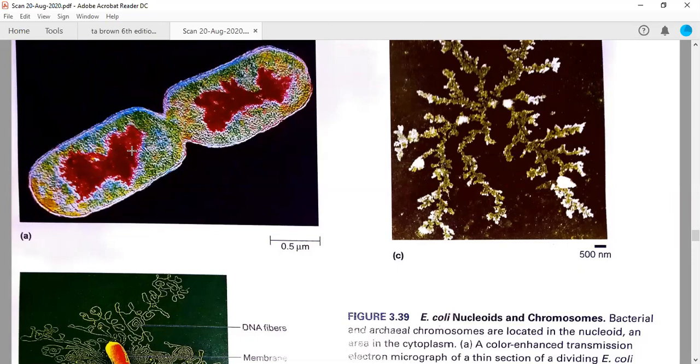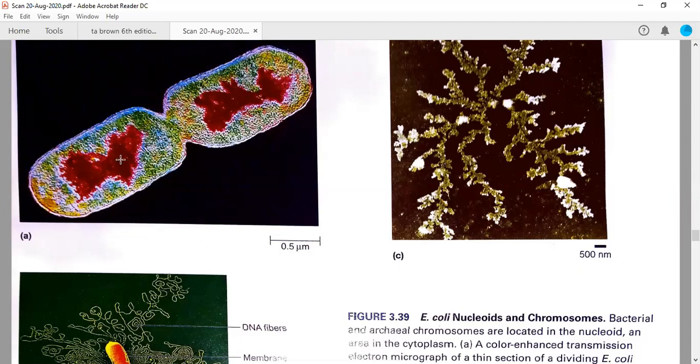You cannot say the nucleoid is always like this. It can have different shapes depending upon the bacterial cell or the type of species. And the third thing is the amount of DNA present in the nucleoid region. So this is the main chromosome, called the bacterial chromosome.